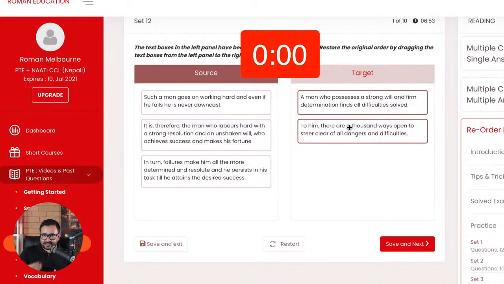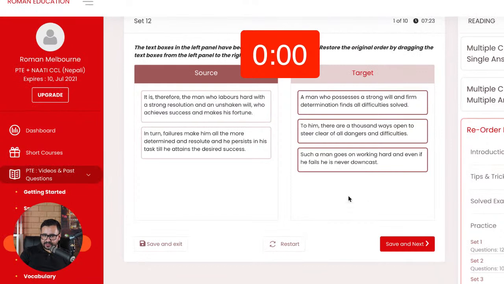And this ability, this skill gets faster and faster with practice. So basically what you do is you find the first sentence and then you quickly skim through the remaining sentences to find which sentence contains most of the words you saw in the first sentence or similar words to the ideas you saw in the first sentence. And then that helps you to pick the next sentence. "To him, there are 1,000 ways open to steer clear of all dangers and difficulties." After that, you have to find out the next one.